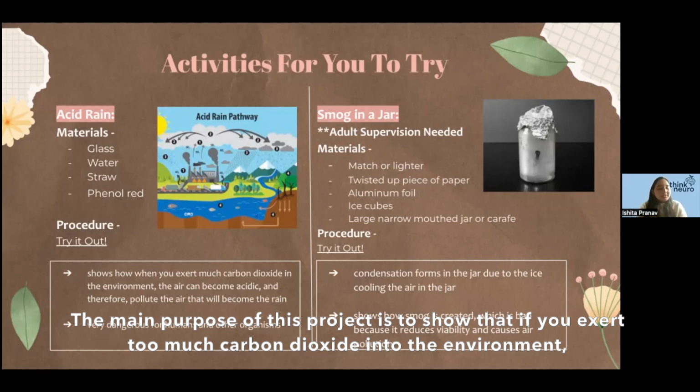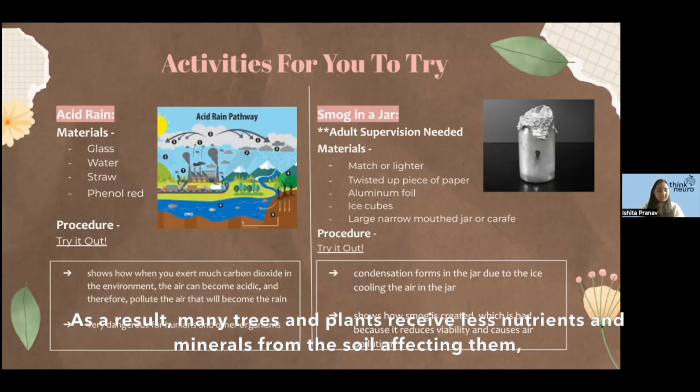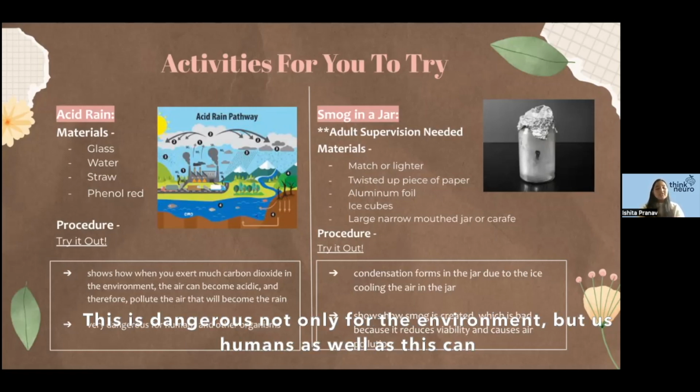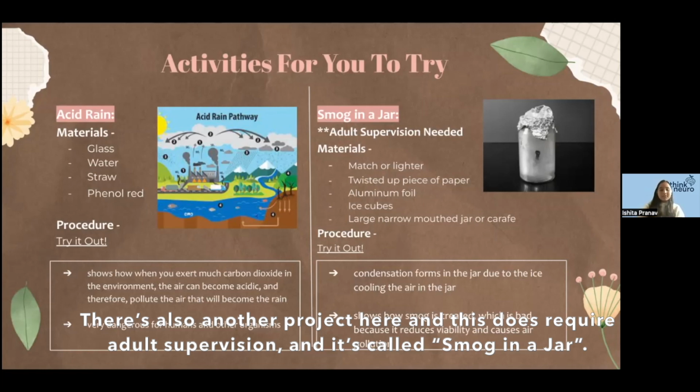The main purpose of this project is to show that if you exert too much carbon dioxide into the environment, which we actually are, the air can become acidic and pollute the rain that falls down. As a result, many trees and plants receive less nutrients and minerals from the soil, preventing them from growing better, which then affects the organisms who consume them. This is dangerous not only for the environment, but us humans as well, as it can lead to many respiratory health problems.